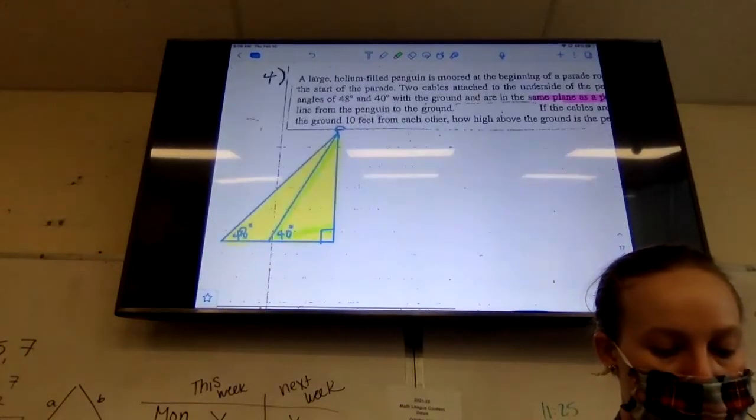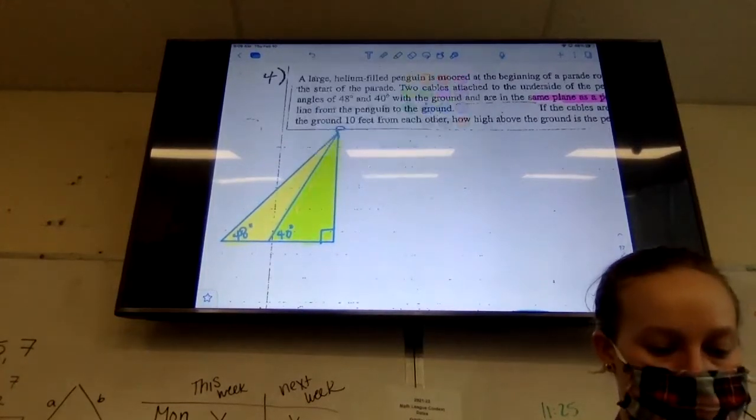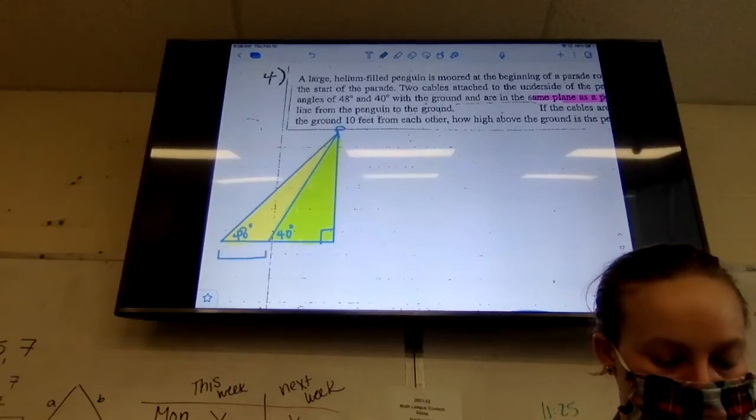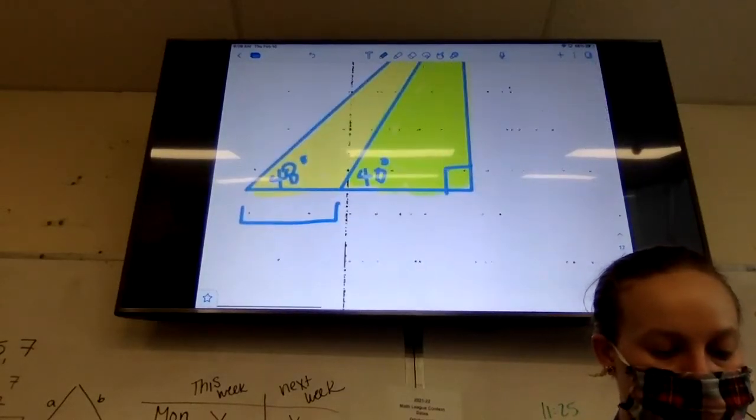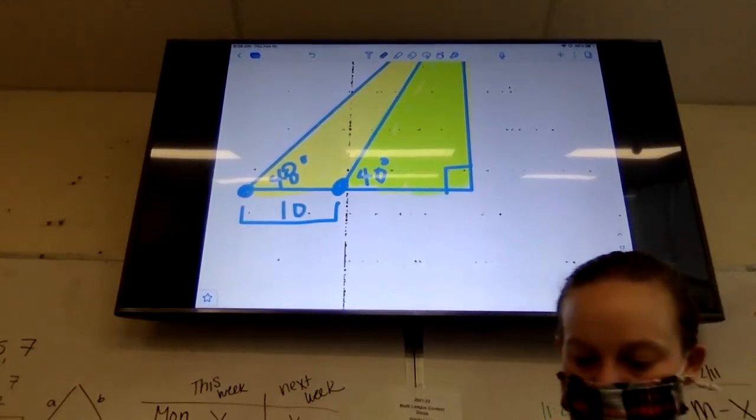The only other thing I think I know is that the cables are 10 feet from each other, which is this distance right here. The point at which my angle is 48 to the point at which my angle is 40, that is 10 feet.